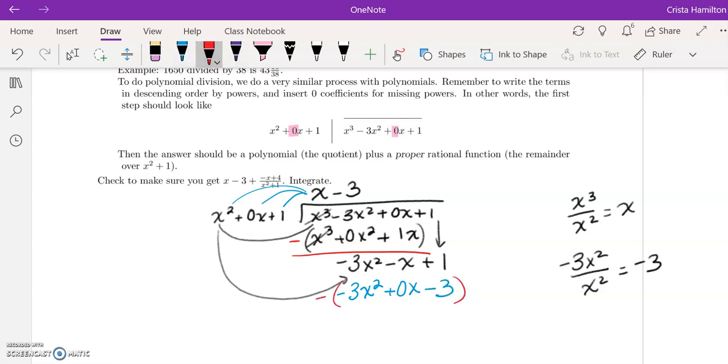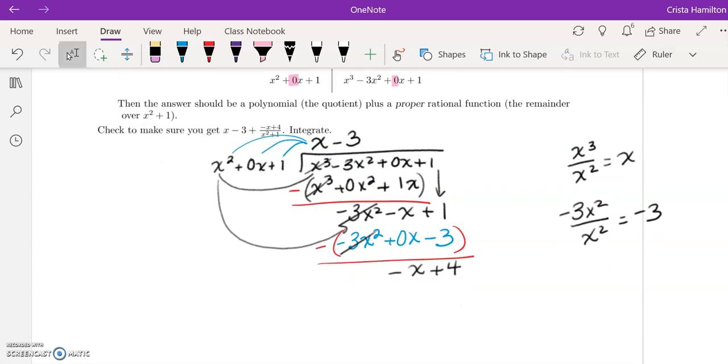We are going to subtract and come down. And then when we subtract, these two should cancel. Negative x minus 0x is negative x. And 1 minus negative 3 is 1 plus 3 or plus 4.